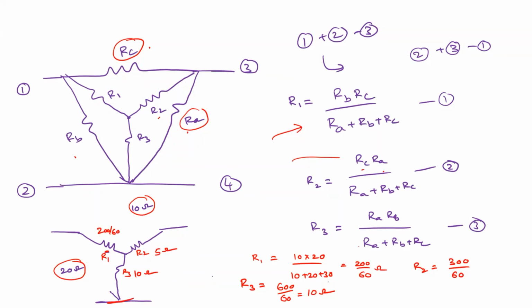So now you understood, right? Yes, sir. Earlier you had a delta connection, and you substituted the delta connection with its equivalent star connection. The thing is very simple. If you want R1, multiply the adjacent ones and divide by the sum of the others. For example, if you have RA plus RB plus RC, and this is R only, how will this equation change?